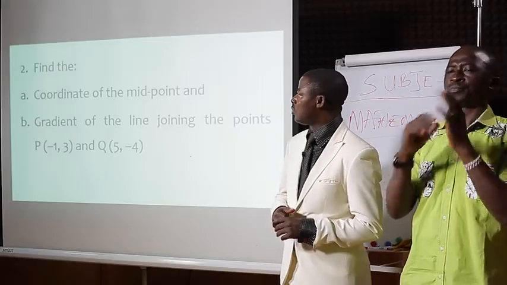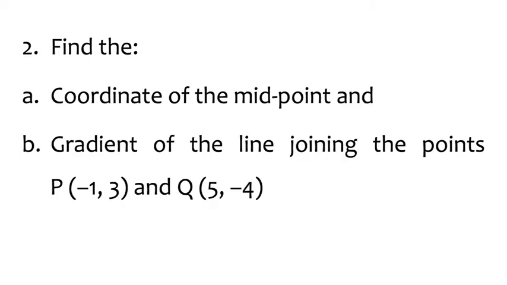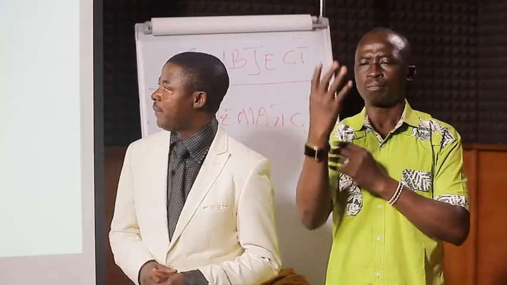Now, example 2, we are equally expected to find A, the coordinate of the midpoint of the line joining point P, which is (minus 1, 3), and Q at the point (5, minus 4). And we are equally expected to find their gradient, the gradient of the line joining the 2 points P at (minus 1, 3), and then Q (5, minus 4).